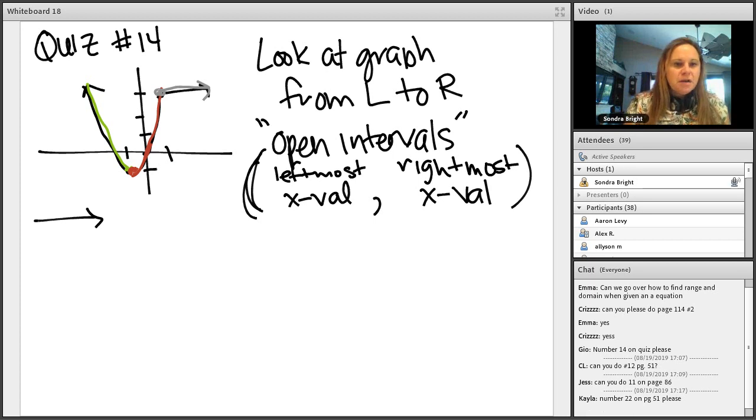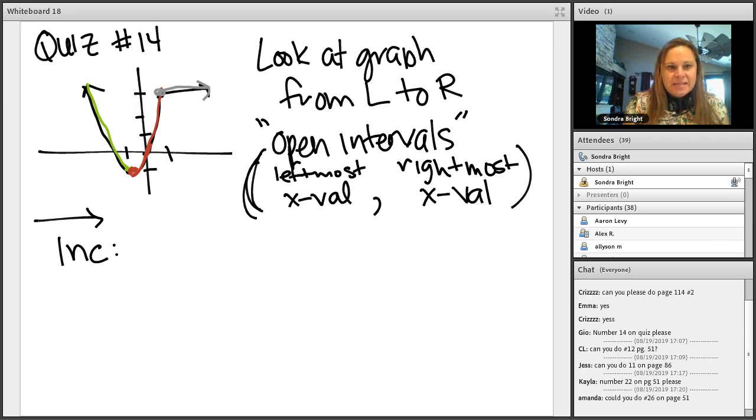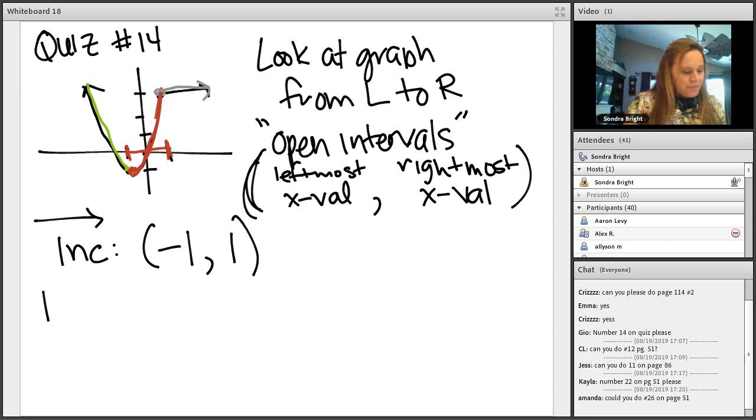So let's talk about, which one was first? Increasing first. Okay, so it's increasing along the red part of my graph that I colored in, and you're looking at x values. So that means you're going from -1 until +1 is the part where your graph is going up as you're going from left to right. And so your answer is from -1 to +1, because you're only giving me x values.